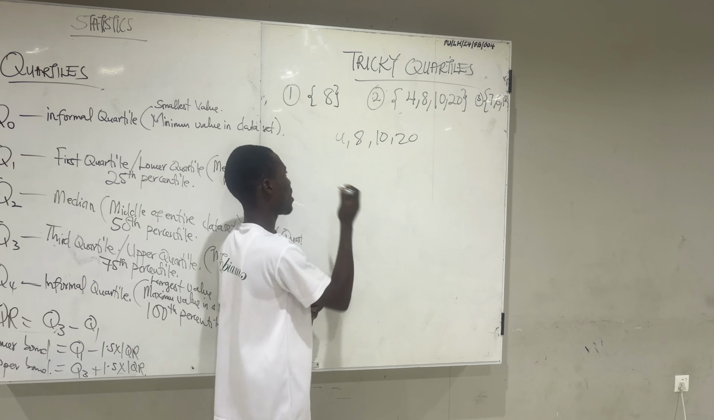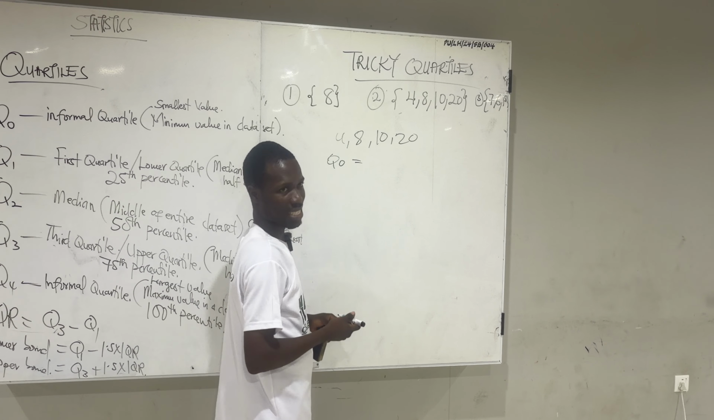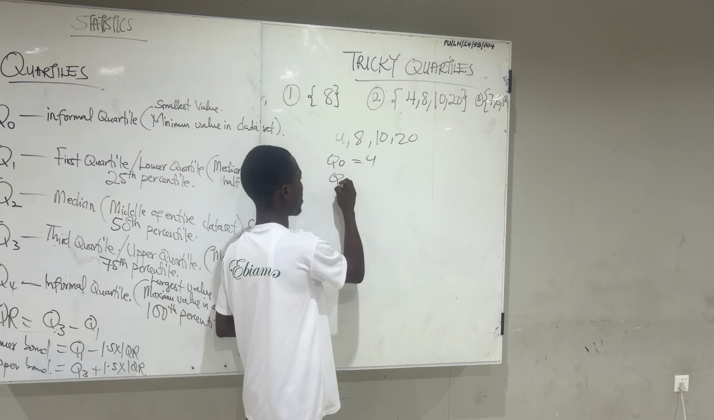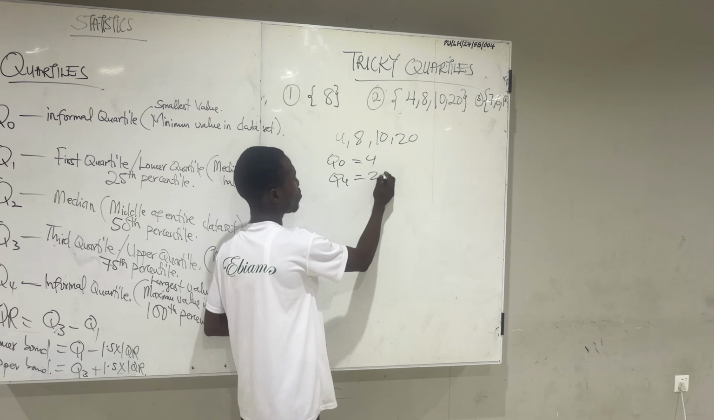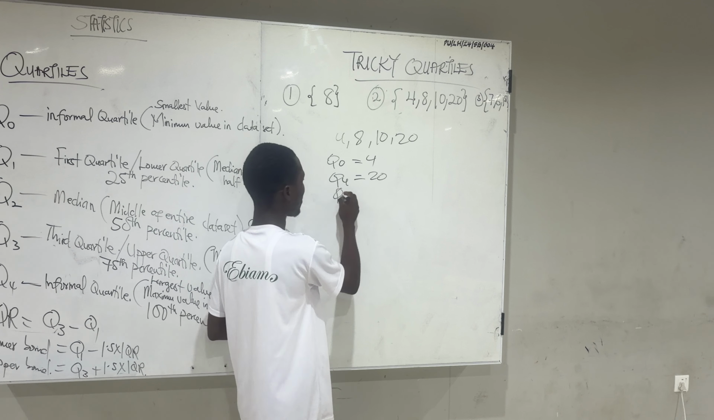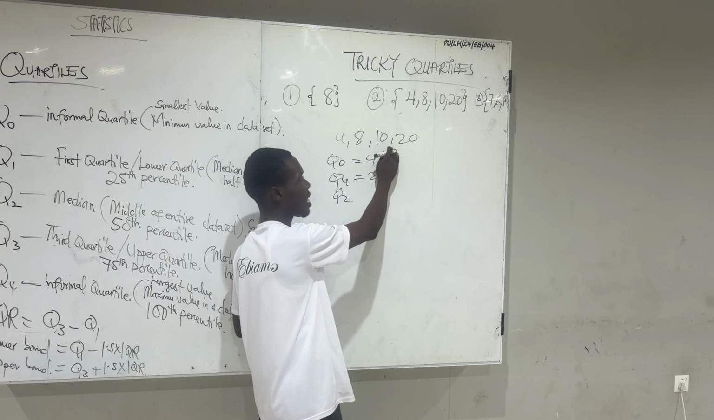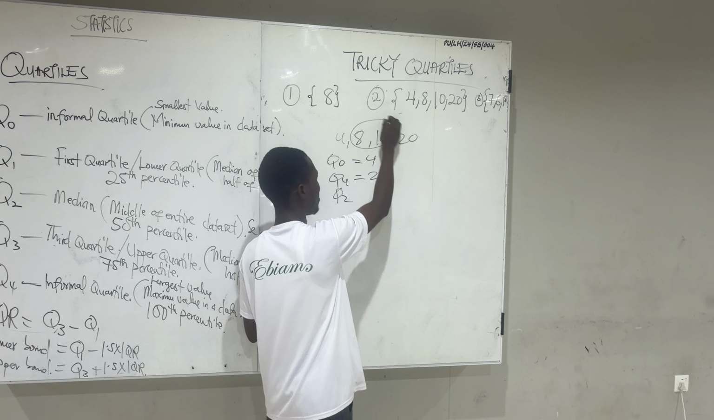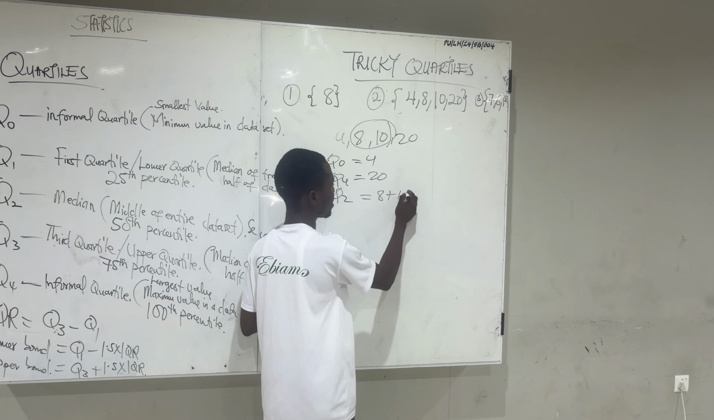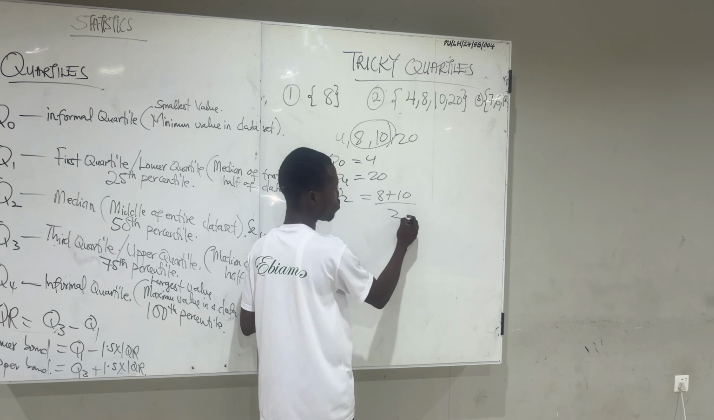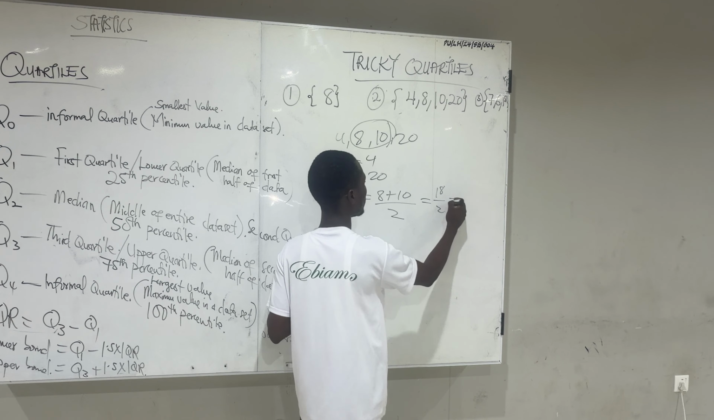Now our Q0, which is the least value of the data set, is 4. Our Q4, the highest value of the data set, is 20. Our Q2, that's the median. Because the data is an even data, we will have 2 numbers at the middle. The median is going to be 8 plus 10 divided by 2, giving us 18 over 2, which is 9.